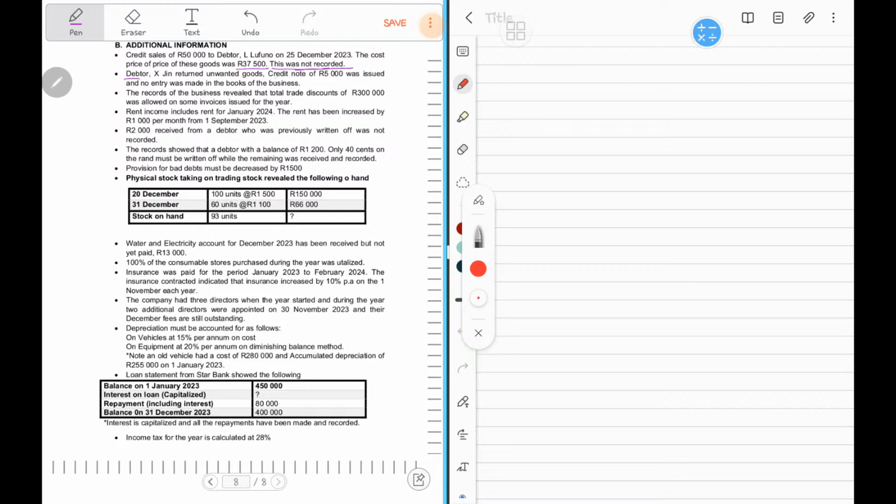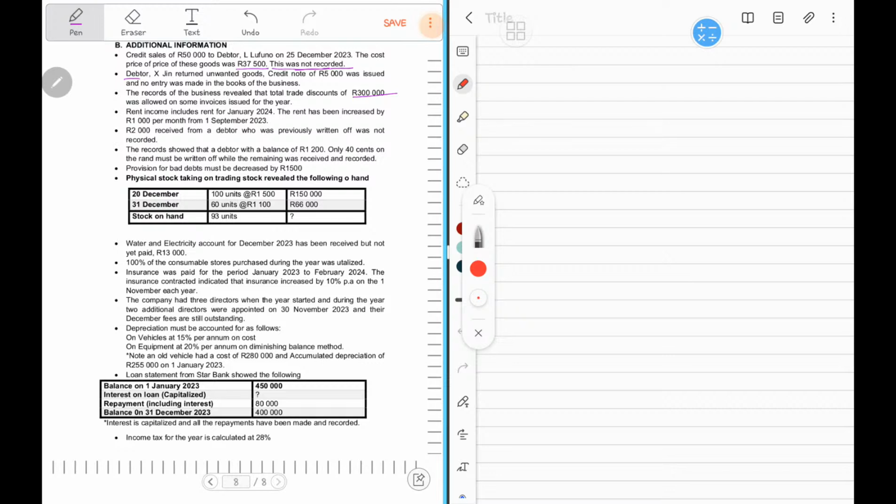Okay, then we are being told that the records of the business reveal that total trade discount of 300,000 was allowed on some invoices issued for the year. So we have to know how we can apply the trade discount that is issued. It's simple, this one. It's simple, the trade discount that were offered.